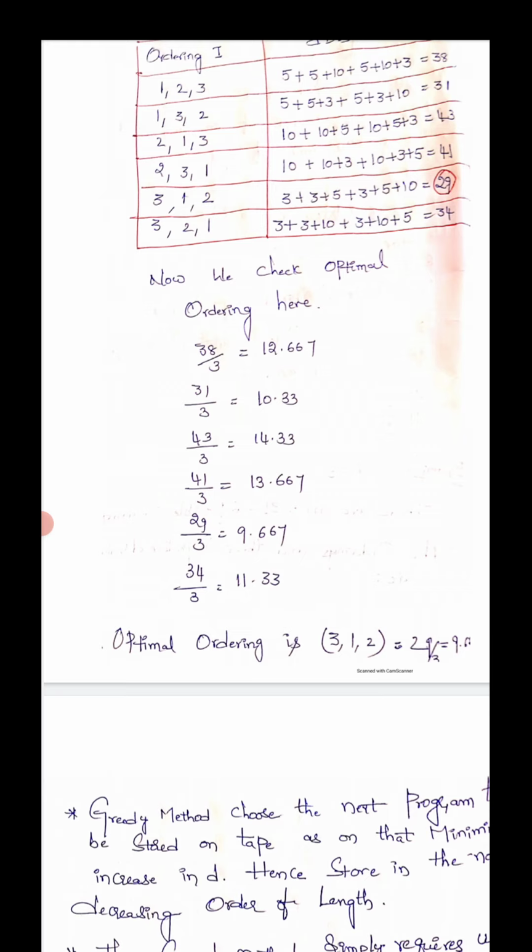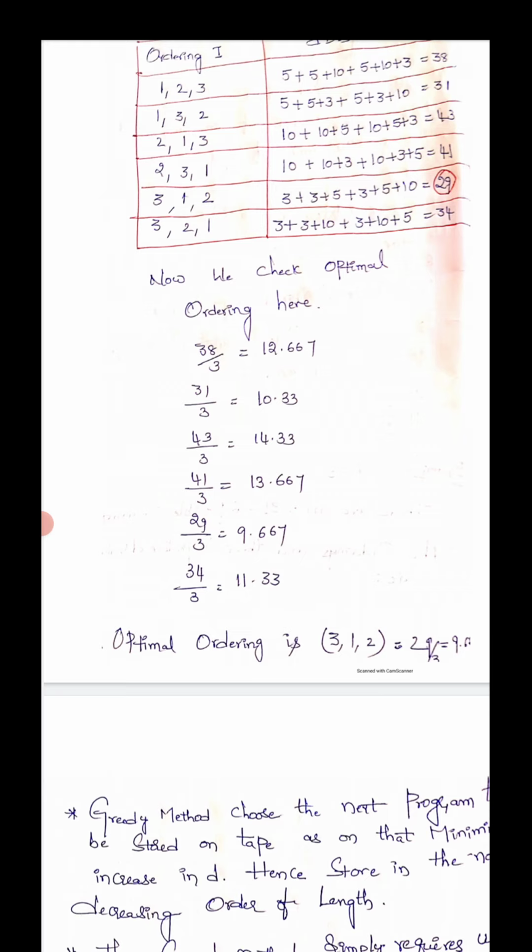Here we have to look at the optimal value, the best value. It is suitable for optimal storage on tapes. Here I marked 29 in red ink. Why? It is the least value, it is the optimal value. That's why the optimal ordering we get is 3, 1, 2.